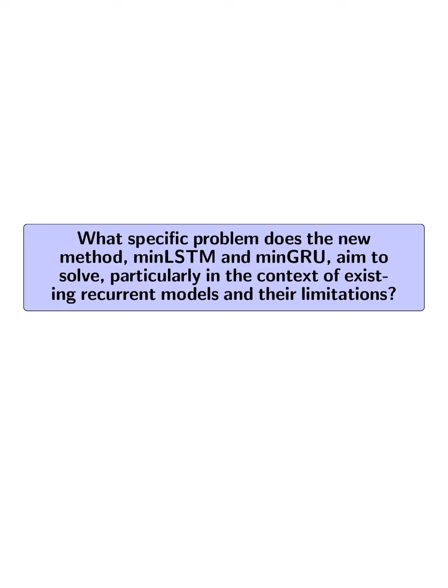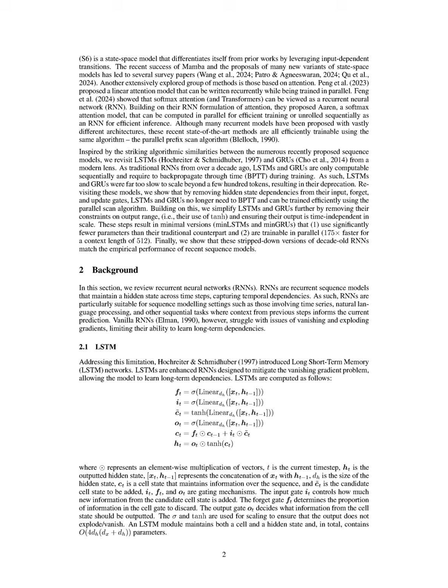What specific problem does the new method, minLSTM and minGRU, aim to solve, particularly in the context of existing recurrent models and their limitations? The new methods, minLSTM and minGRU, aim to solve the limitations of traditional recurrent models, specifically their sequential computation and reliance on backpropagation through time, BPTT, which hinder their scalability to long sequences.